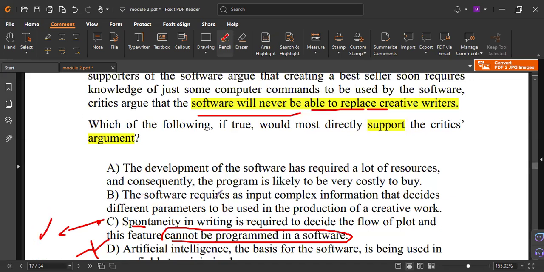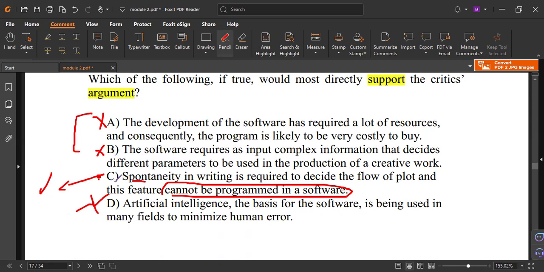The software requires as input complex information that decides different parameters to be used in the production of creative work. Keep in mind, this is not the argument. The argument is how software will be able to replace humans or not. This gives us ideas out of the content, so it is out of the argument. So we have two answers out of mention, and letter C is correct. Two out of mention and one opposite to what is mentioned in the text.